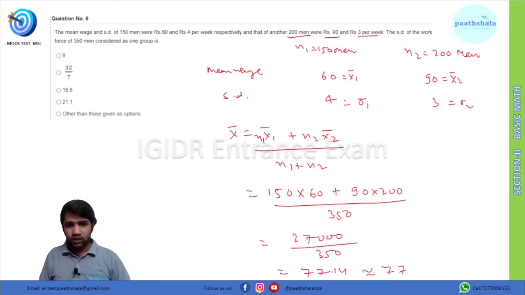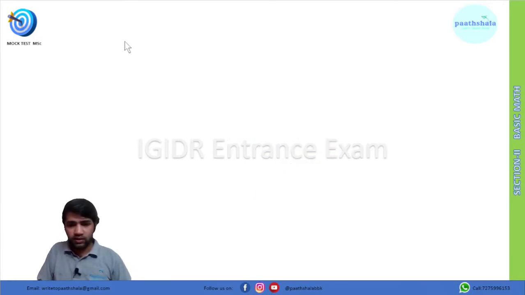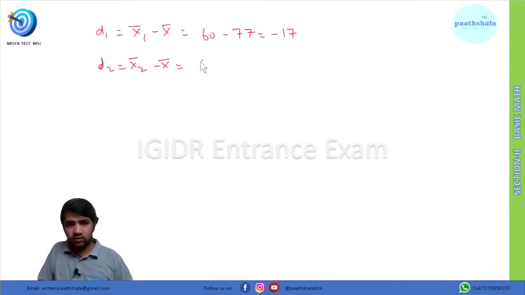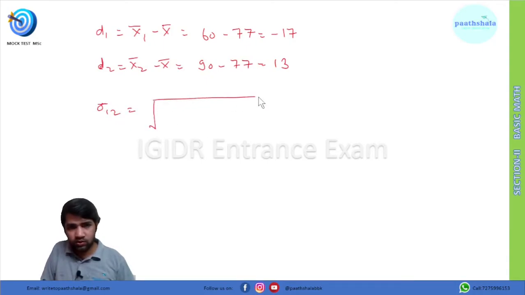Now let's find out the combined standard deviation. For that we have to first find the deviations. In this case deviation 1 will be x1 bar minus capital X bar. So x1 bar was 60 minus 77, so this comes out to be minus 17. Now let's find the second deviation. This will be x2 bar minus capital X bar, so this will be 90 minus 77, which is 13.